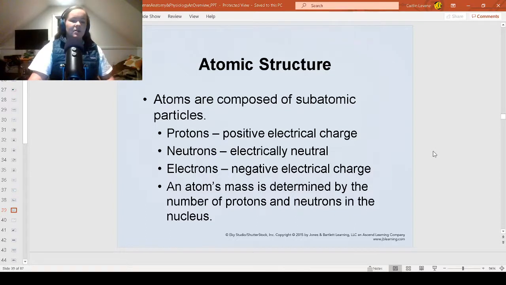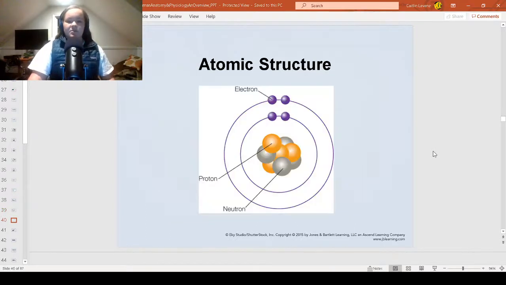Or actually, it's in the nucleus. I thought it was around. It's the electrons that are around. So here are the 4 electrons.